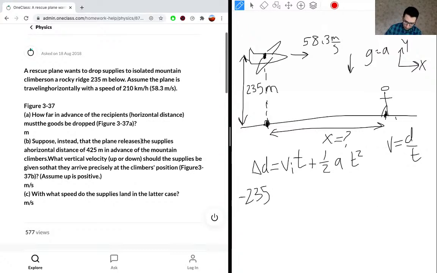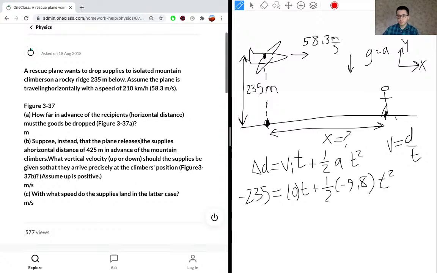And then vi, the initial velocity when we drop it, is just 0. And we have time, and plus a half. Acceleration is negative 9.8 meters per second squared. Because acceleration is pointing down, we put a negative sign. The package is going down, so the change in distance is negative. It's going downward. And t squared.